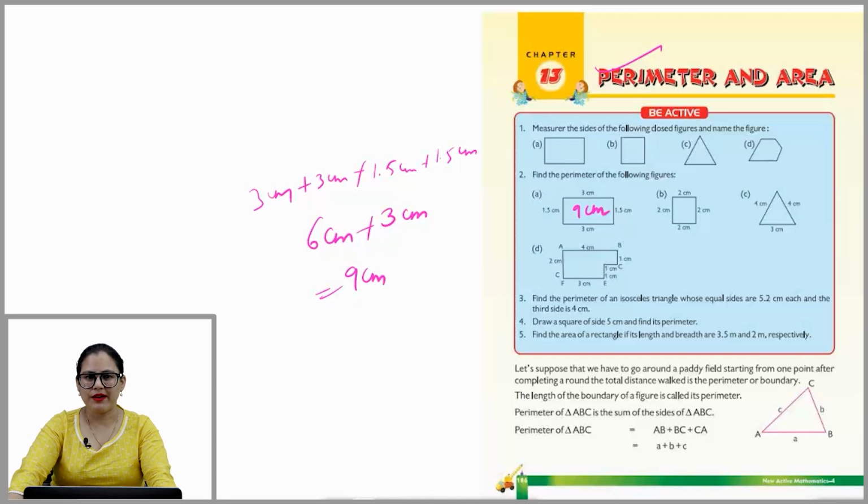Let's suppose that we have to go around a paddy field starting from one point. After completing a round, the total distance walked is the perimeter of the boundary. The length of the boundary of a figure is called its perimeter. Perimeter of triangle ABC is the sum of the sides of triangle ABC. That is, perimeter of triangle ABC is equal to AB plus BC plus CA, that is a plus b plus c. Okay.